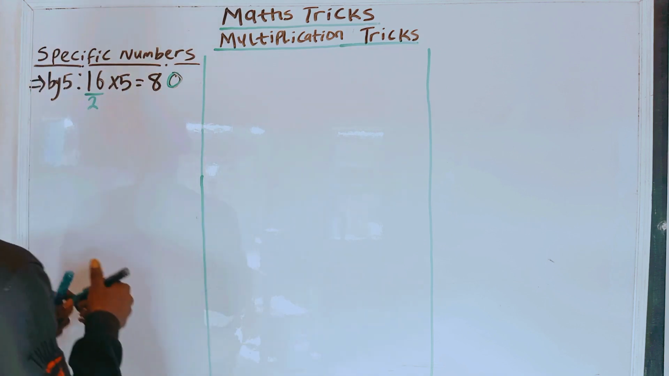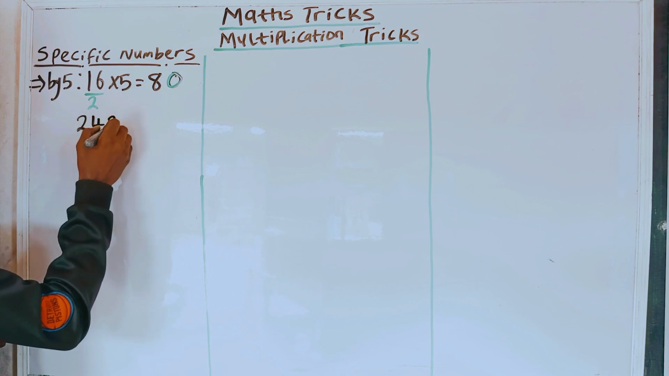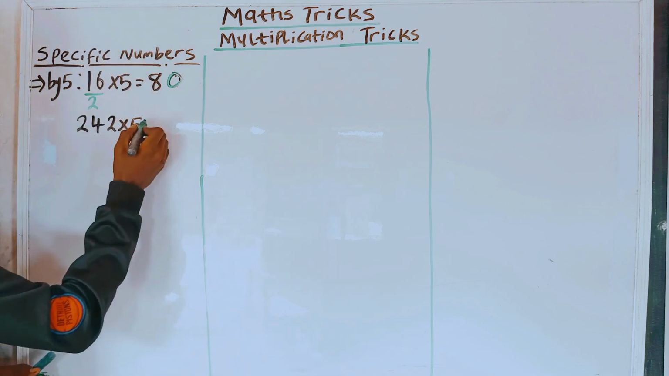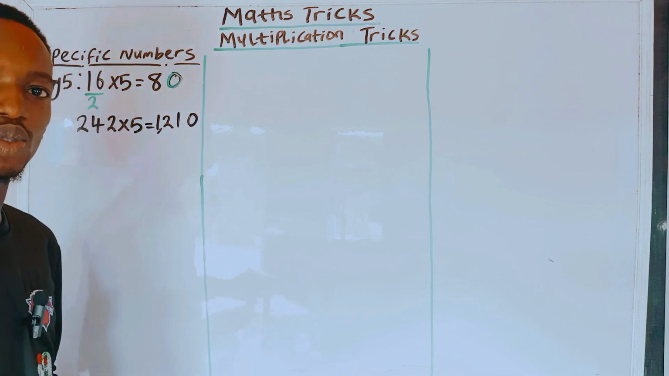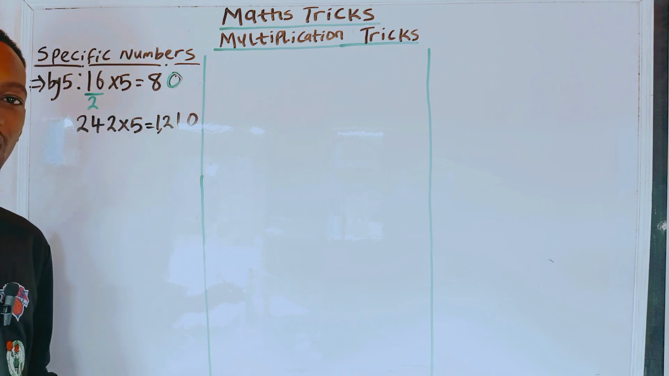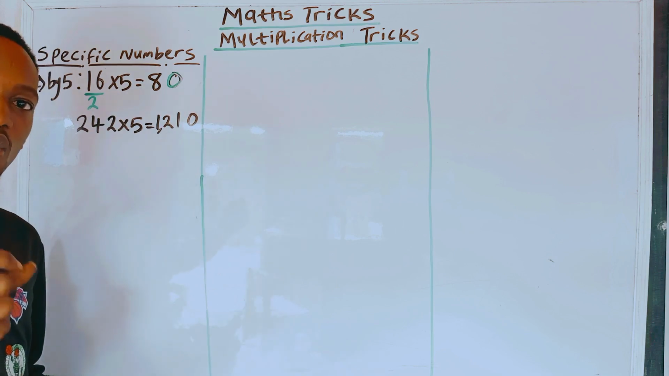Let's look at another example. Let's say you have something like 242 times 5. You don't have to go the long way. Just half 242, that's 121. Then add 0, that's 1,210. In a second, multiplying by 5. Very simple and fast. Now, why does this work? Does it always work? And why does it work with 5?